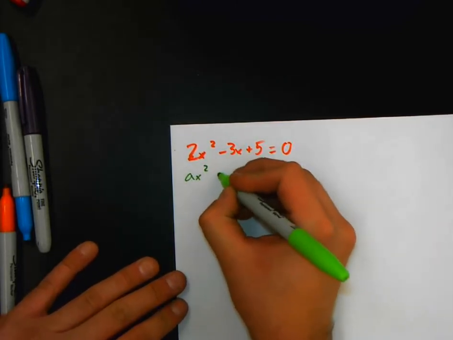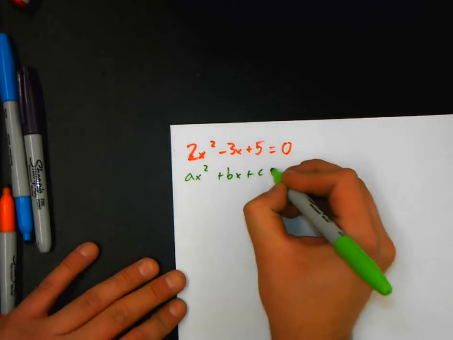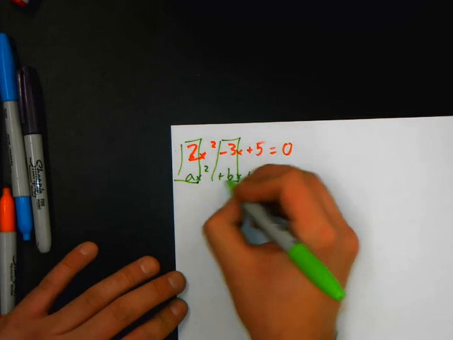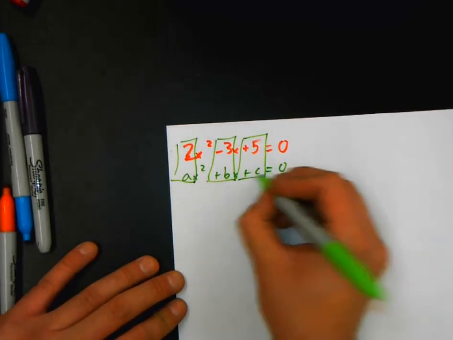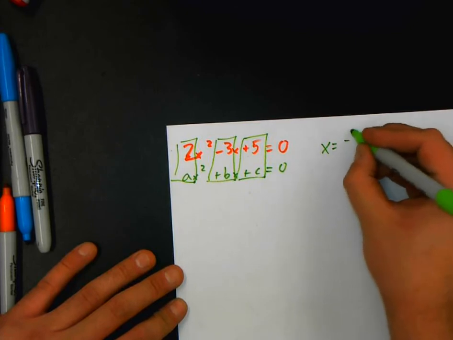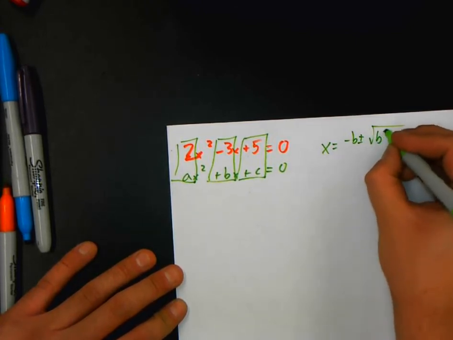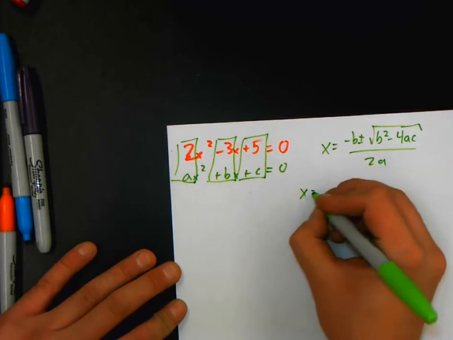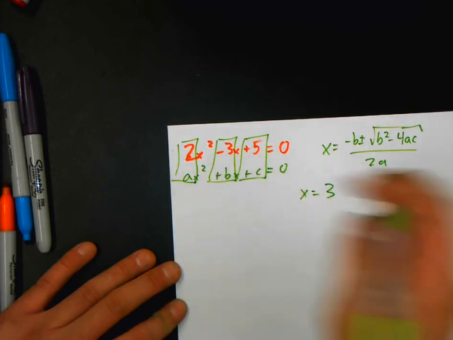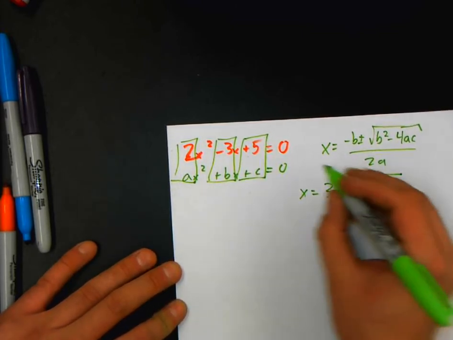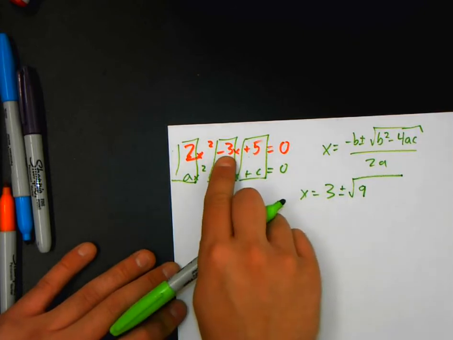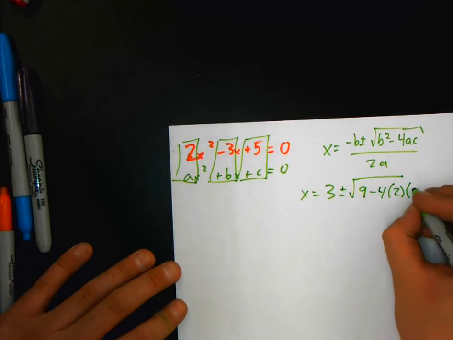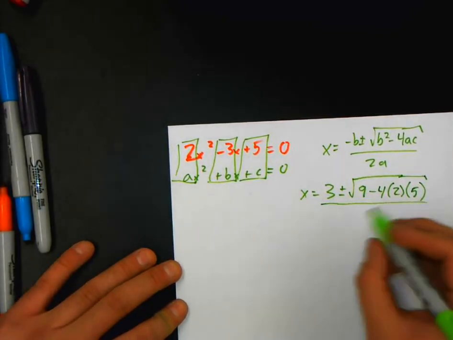So the general formula is ax squared plus bx plus c equals 0. So that means my a is 2, my b is negative 3, and my c is 5. Using my quadratic formula, that means that I have positive 3 for a negative b, plus or minus the square root of b squared, which is 9. Negative 3 times negative 3 is 9. Minus 4 times a times c. And this is all being divided by 2 times a.